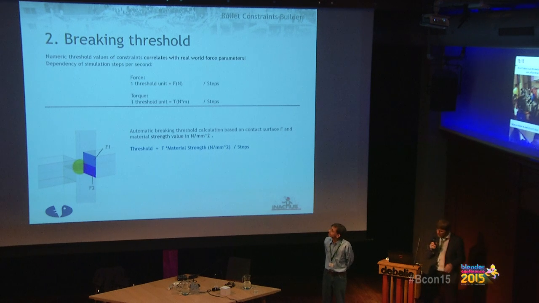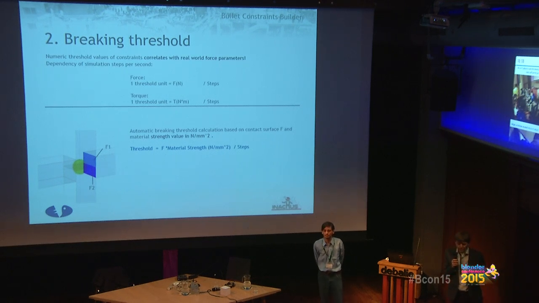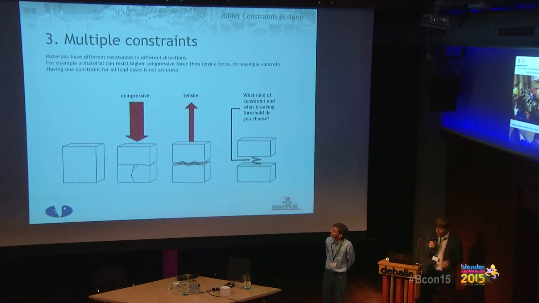Yeah, okay, so this is the second key concept of the script. It's the definition of the breaking threshold, because we made some very simple rigs and experiments, and we found that there's really a correlation between the threshold and the real physical force in Newton. But there's a formula: depending on the simulation steps per second that you have in your scene, you have to divide the force in Newton by the number of steps to get the threshold value. This is not in every case, but in most cases of the constraints. And on the lower side you see the differentiated blue areas. This is the defined contact area, and by this area the threshold is found by multiplying this area with the strength of the material, and then again dividing it by the number of steps. So it's very accurate.